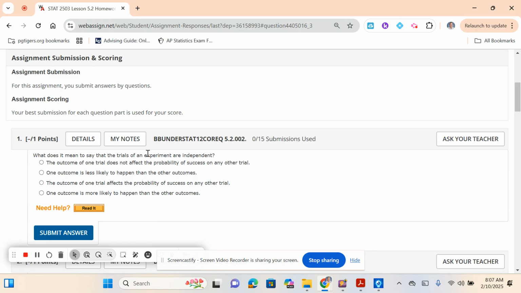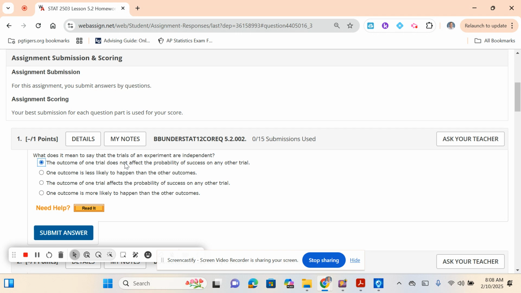So let's talk about what it means for the trials of an experiment to be independent. Like if I'm flipping a fair coin 10 times the same way, the trials would be independent. So what does that mean? Let's say I get heads on the first one. Does that impact what I would get on the fifth flip or the second flip or the 10th flip? No. So the outcome of one trial does not affect the probability of success on any other trial.